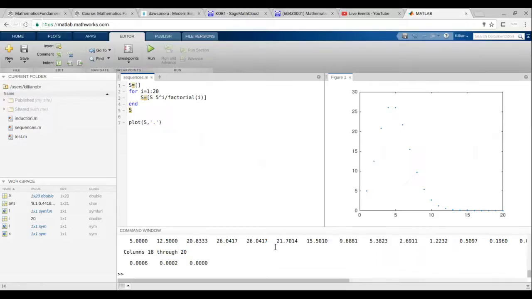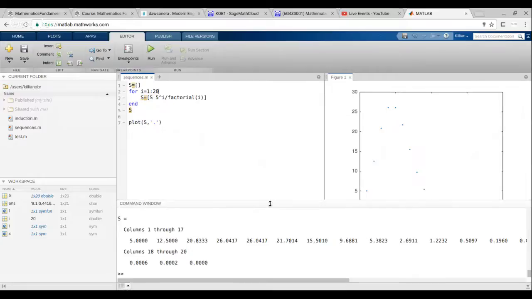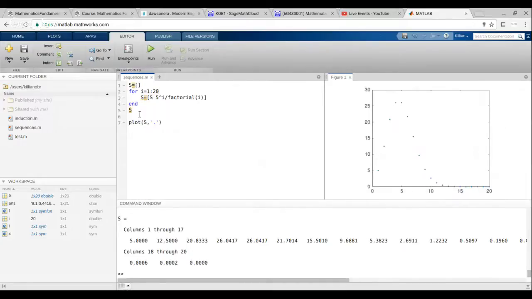And this output that appeared in the command window down here is the output from this command here. When you just type the name of a variable in MATLAB, if that occurs in the program, MATLAB will by default try and print out the value of the variable. This is a list of values, 1 through 17, 18 through 20. So it starts off 5, 12. You see it increasing for a bit at the start, and then after that it decreases.